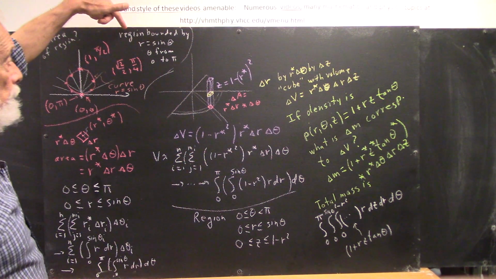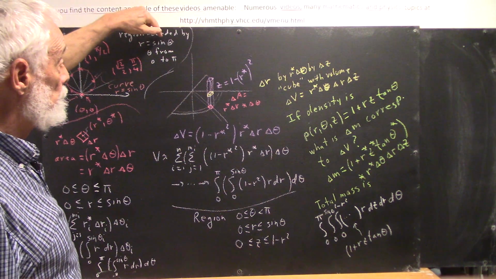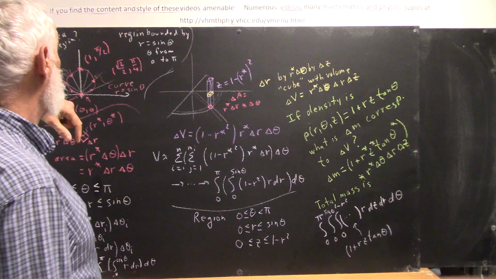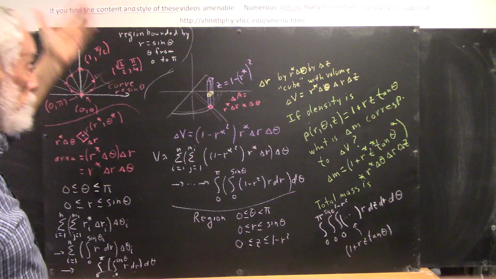Okay, we're given a problem about the region bounded by r equals sine theta, where theta goes from 0 to pi. And we want to find the area of the region. First thing we want to do is sketch the region.